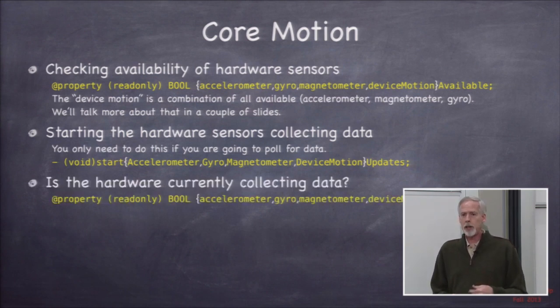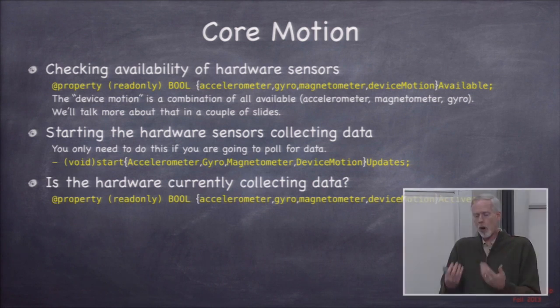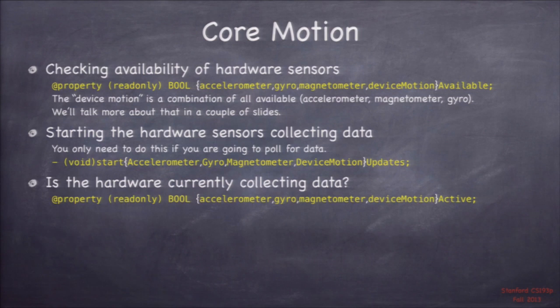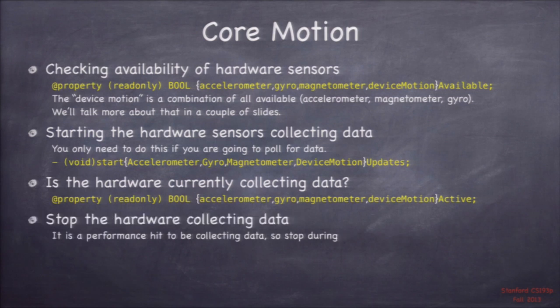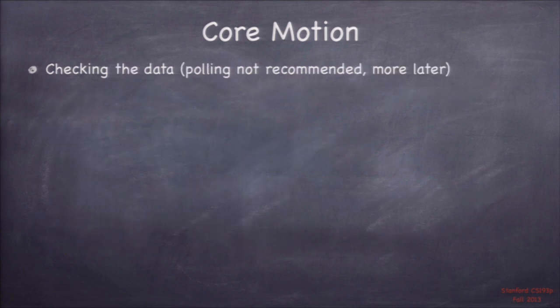You can also find out, is the hardware currently collecting data? In other words, is the accelerometer on and collecting data? Is the gyro on and collecting data? And very importantly, you can stop it. Why is that important? These things aren't free when it comes to battery. Measuring the acceleration, measuring the gyro position, all that takes power. So you want to turn it off when you're not using it, just exactly like the CLLocationManager. Turn it off when you're not using it.